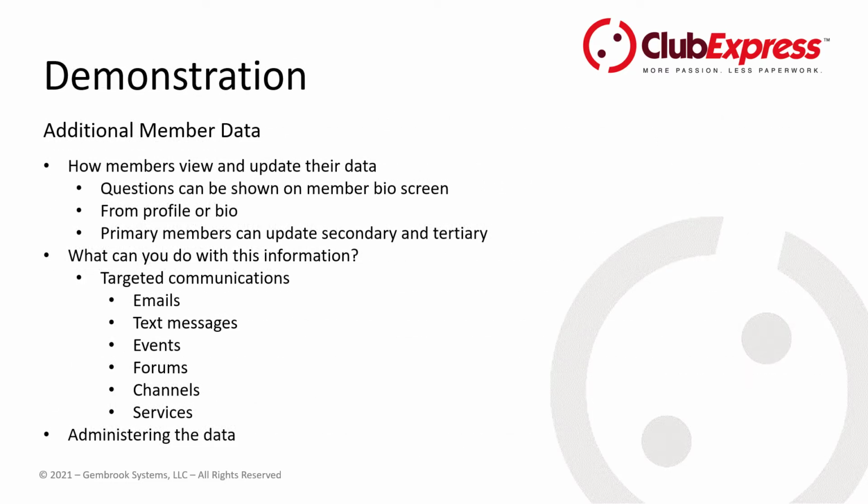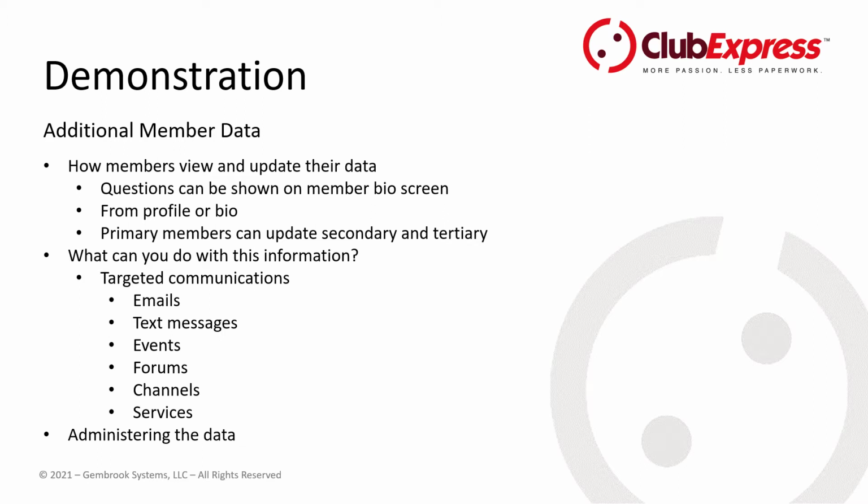How members actually view and update their data. So questions can be shown optionally on the member's bio screen, so that when somebody is looking at the bio of their own account, you can see not only where they are, you could see how they've answered certain questions. So you can either do it from the profile or from the bio screen. And a recent change, only a couple of months ago: primary members in a multi-member account, where you have a primary member and then a secondary and tertiary member, can now update the additional member data for secondary and tertiary members if administrators set it up that way.